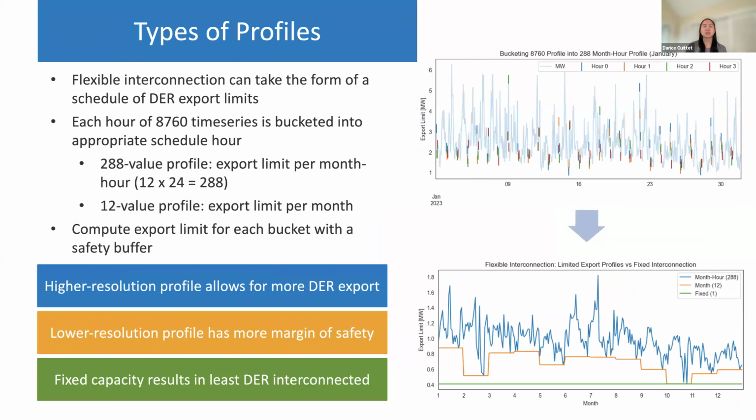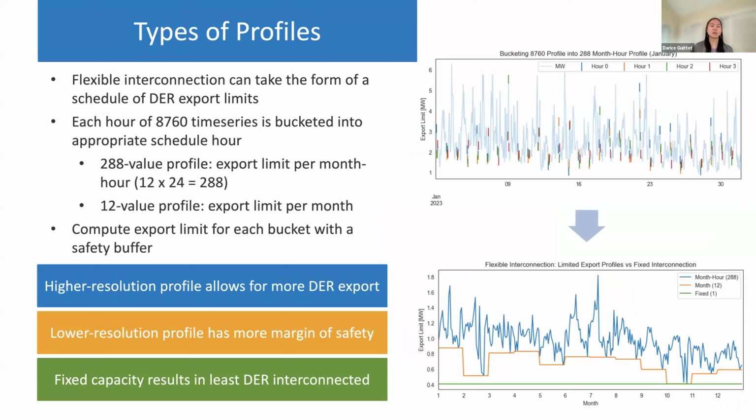Flexible interconnection can take the form of a schedule of DER export limits. These schedules can be created using annual data. But then the question is, what type of profile do you have? How many values are there? Which and how many years of data do you use? And how do you add a safety buffer to the constraints you're looking at in order to account for year-to-year changes? Those changes become more important as the variance increases with higher resolution profiles.